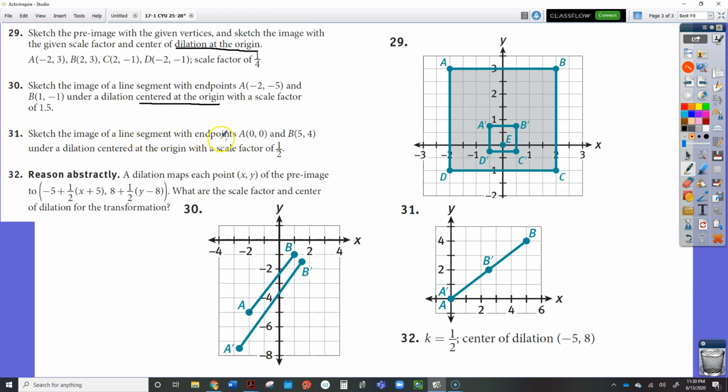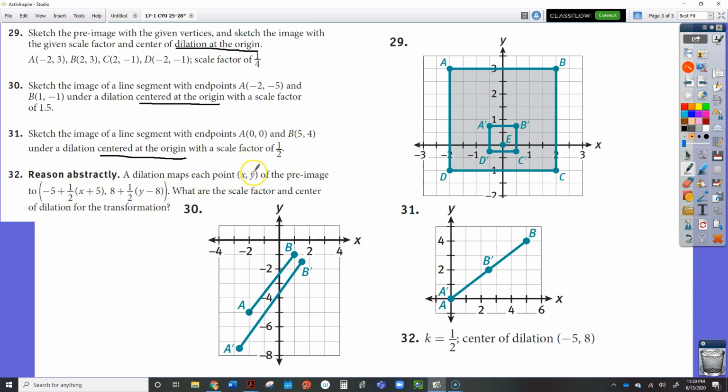31, sketch the image of a line segment with endpoints here, centered at the origin. They're giving you lots of problems centered at the origin with a scale factor of 1/2. So just multiply all those numbers times a half and get your new coordinates.